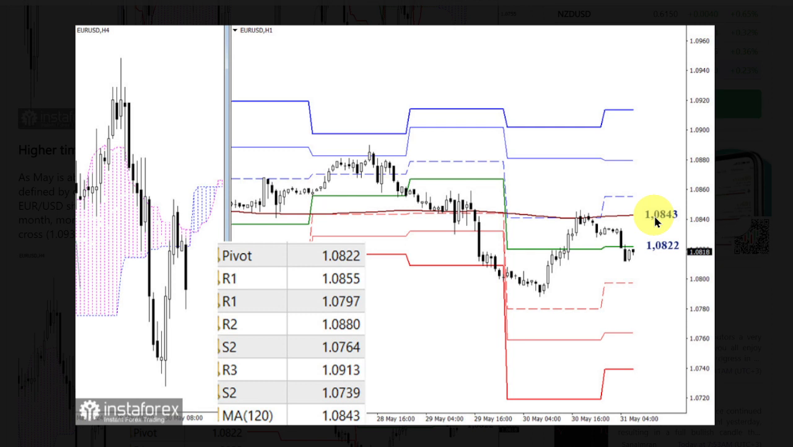The intraday bearish targets are the classic pivot levels at 1.0797, 1.0764, and 1.0739. A breakout and keeping the price above the trend will shift the current balance of power in favor of bulls. The bullish targets will be resistances of the classic pivot levels at 1.0855, 1.0880, and 1.0913.